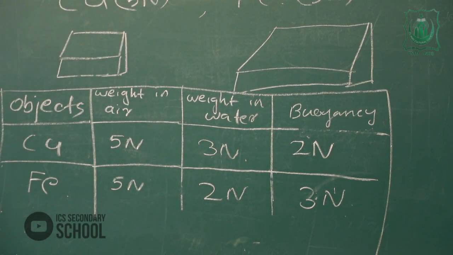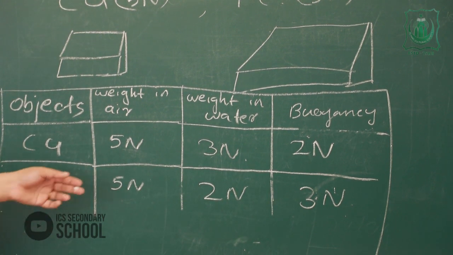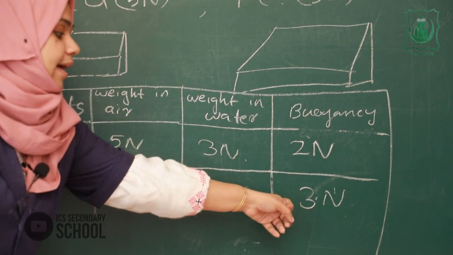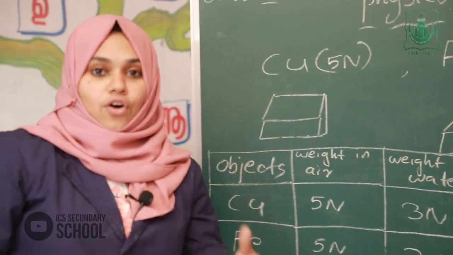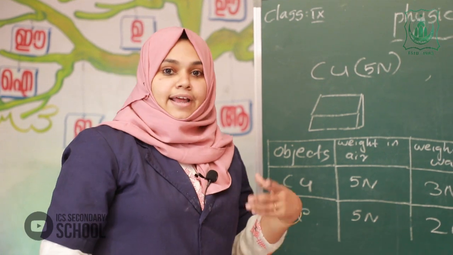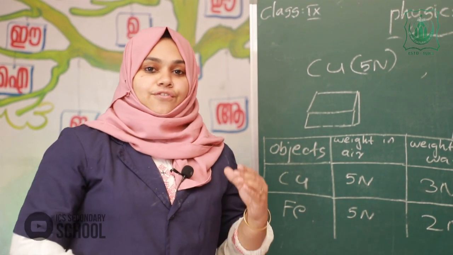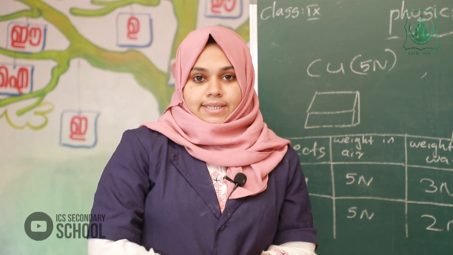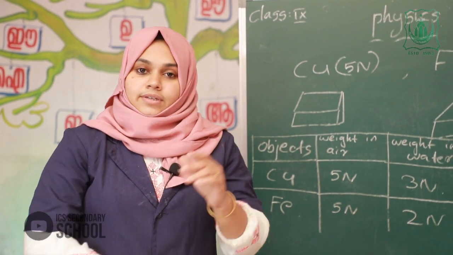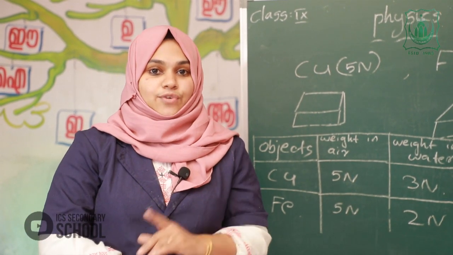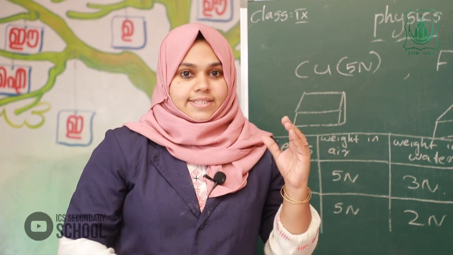From this, we can understand iron has more buoyancy. Iron has more volume and iron has more buoyancy. So, we can understand that the volume is another factor that influences buoyancy. So, what did we learn today? Yes, we learned that there are two factors that influence buoyancy. One is density and the other is volume. Got it? All of you understand this?